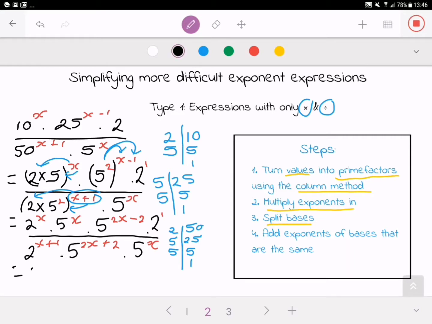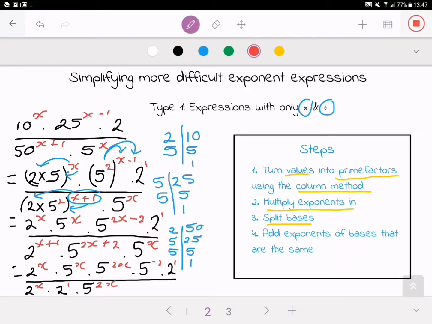So the first one, the 2 to the power of x, would stay the same, times the 5 to the power of x, which would stay the same. And then the next one would split, so 5 to the power of 2x multiplied by 5 to the power of minus 2, times 2 to the power of 1. And then when we divide, we're going to split up the 2 to the power of x plus 1 into 2 to the power of x times 2 to the power of plus 1. So we're just doing the opposite of the exponent law. And then we have 5 to the power of 2x times 5 to the power of 2. And then our last one would just be 5 to the power of x.